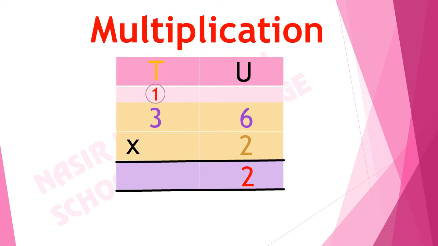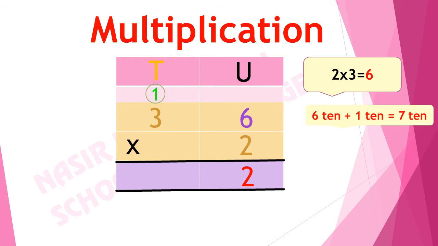Now we will multiply 2 with 3. 2 into 3 we get 6. Now we have 6 tens, but we already have 1 ten here. In 6 if we add 1 we get 7. Now we have 7 tens. We will write 7 in tens column.